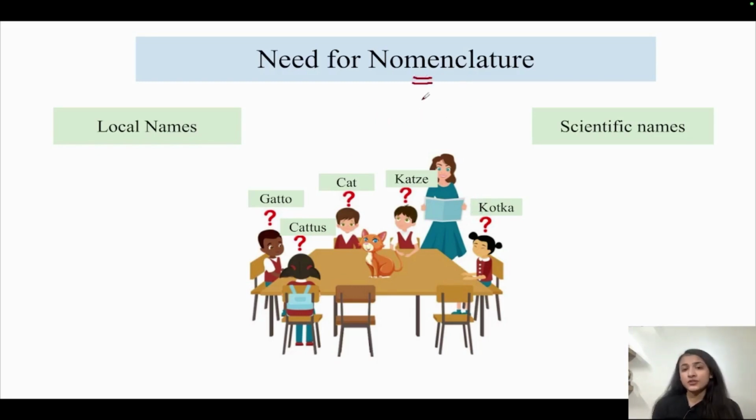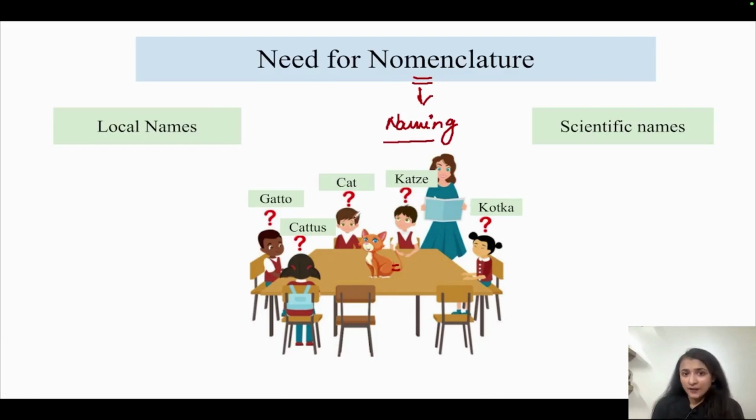What is nomenclature? Nomenclature means naming. Naming of something is known as nomenclature. So if you look at this example, this is a cat. Okay, we call it a cat. But you can see different students are referring to it with different names.